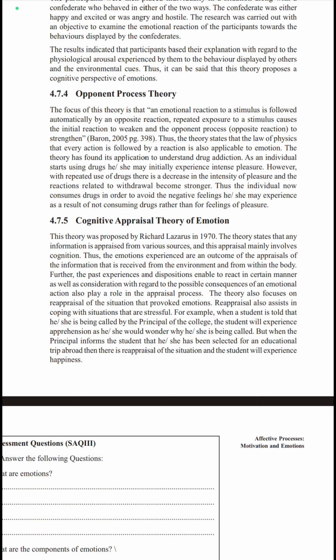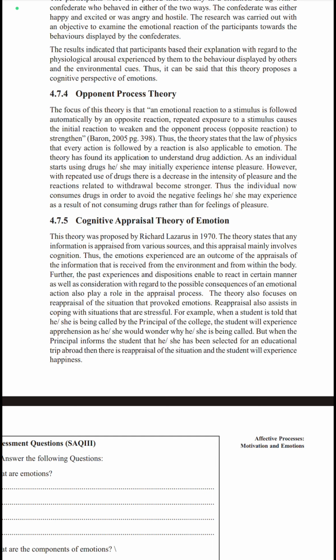I mean, you basically feel several emotions at the same time, right? There's nothing like a specific, certain emotion. Like when you're feeling sad, you're not just feeling sad, it is also accompanied by some other emotions as well, right? By an opposite reaction, and repeated or long exposure to that stimulus causes the initial reaction to weaken and the opponent process, or opposite reaction, to strengthen.